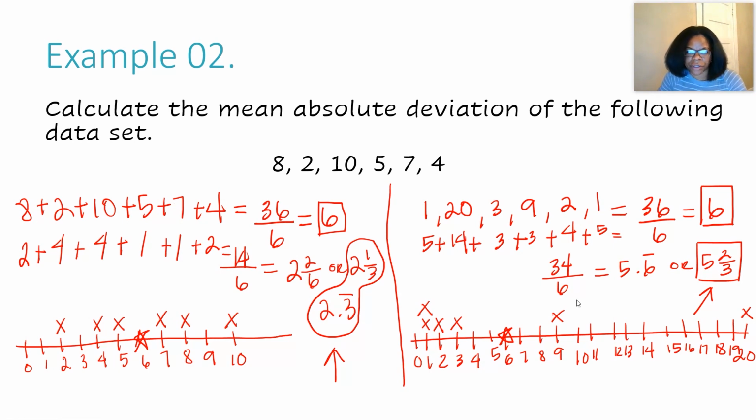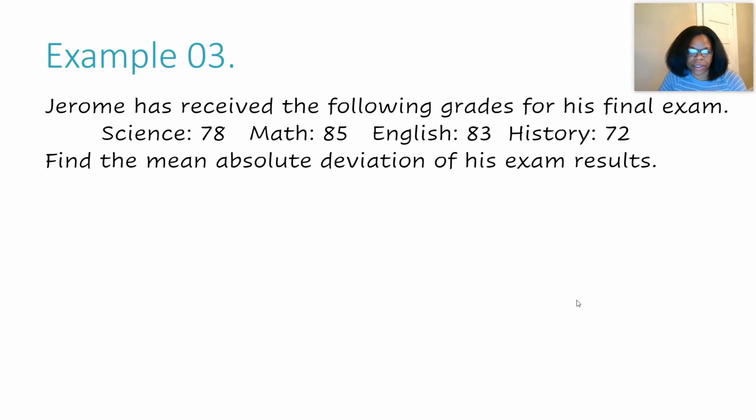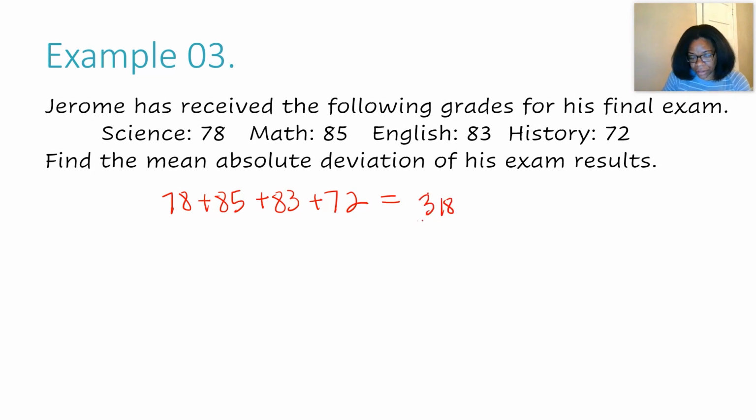Let's take a look at example number 3. Jerome has received the following grades for his final exam. In science, he made a 78, in math, an 85, in English, an 83, and in history, a 72. Find the mean absolute deviation of his exam results. Okay, so we have our data set. 78 plus 85 plus 83 plus 72. When you add all of those together, you get 318. Then you're going to divide by 4 because there are 4 numbers, and you get 79.5.